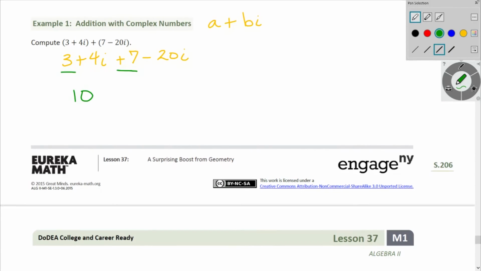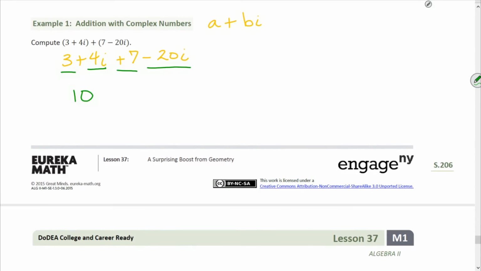and combine together the imaginary parts, just as if i was a variable, because it is a variable. Okay, and 4 minus 20, if I have 4 i's and I take away 20 i's, then I have negative 16 i's, and that's what you get when you add together these two complex numbers.